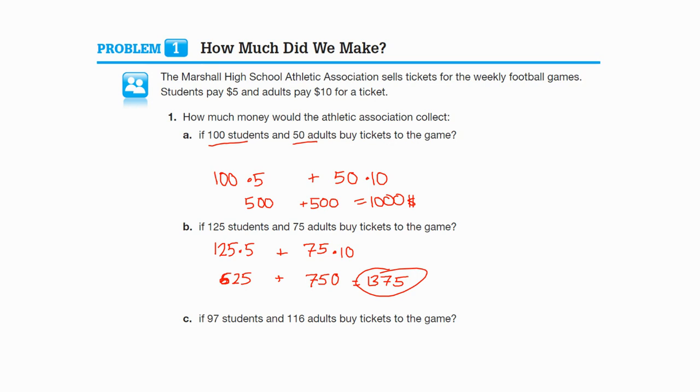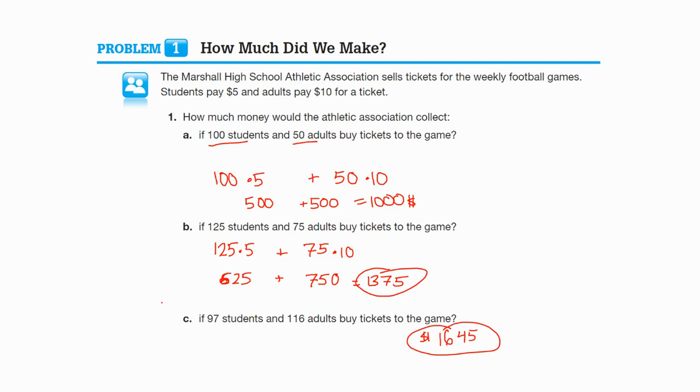All right, and how about if 97 students and 116 adults bought tickets to the game? You should have gotten $1,645. Okay, using the same method as the steps before.